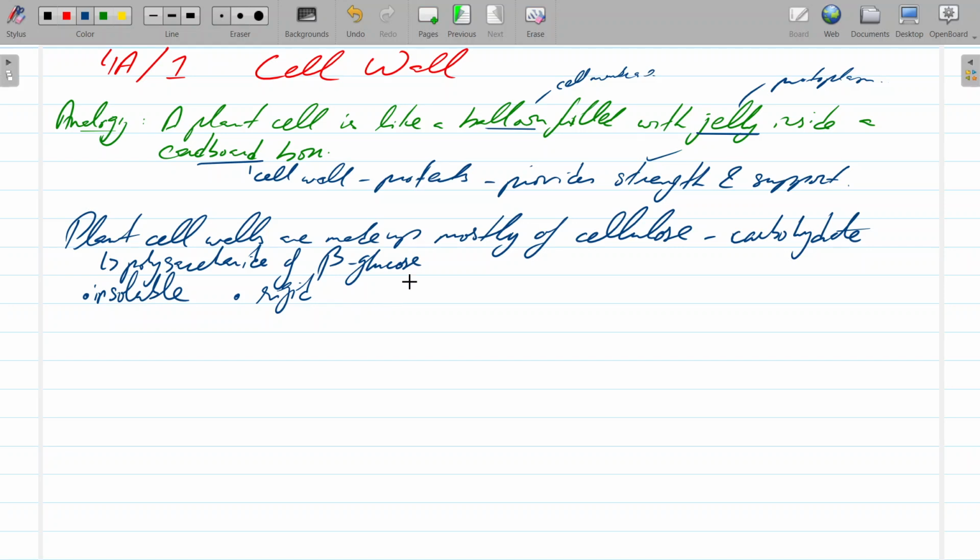What else do we have? Right? It is freely permeable. So it plays no role in controlling the substances passing into and out of a cell. Right? That's not its job. So it is freely permeable to water and to pretty much everything else. Okay.